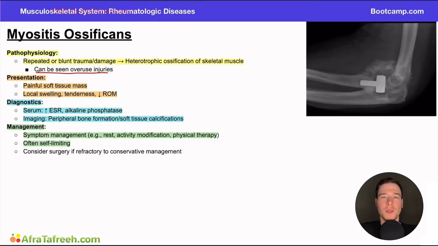However, if it's not self-limiting and the conservative measures do not work, we may have to consider surgical intervention if the patient is having refractory symptoms that are not improving over time.